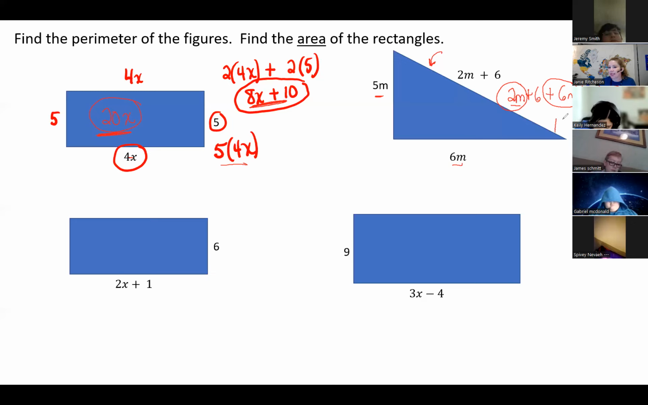Yes. All right, 13m. And then what's part of my answer? Plus 6. There is my final answer for my perimeter. 13m plus 6. Are you guys taking notes? Are y'all writing this stuff down?